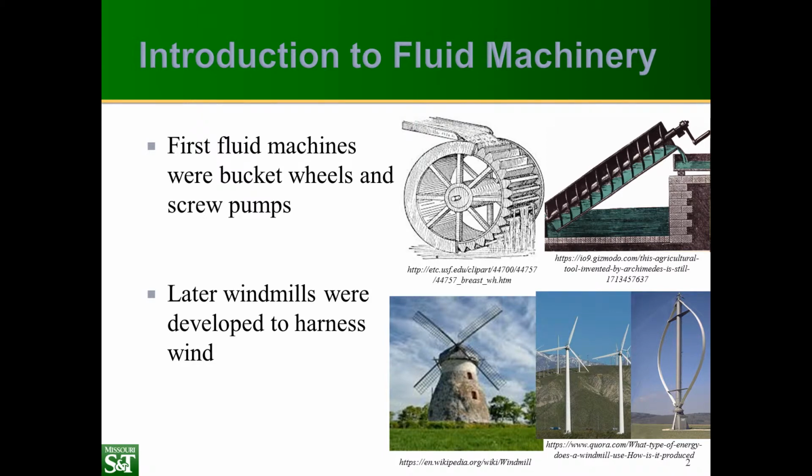Later on, people developed windmills in order to harness wind rather than water. They also made life difficult for people like Don Quixote. Now, windmills are very useful because they can be built almost anywhere, but they have lower power than water wheels, and so some of their applications are a little restricted.